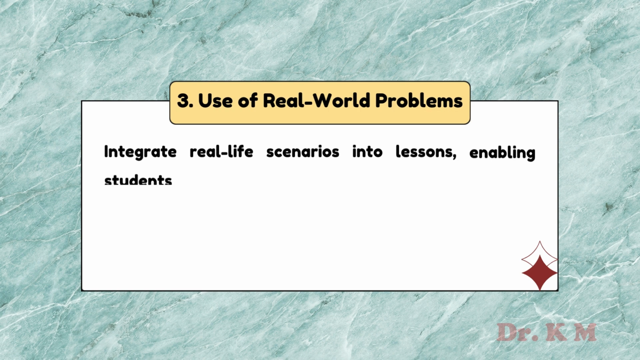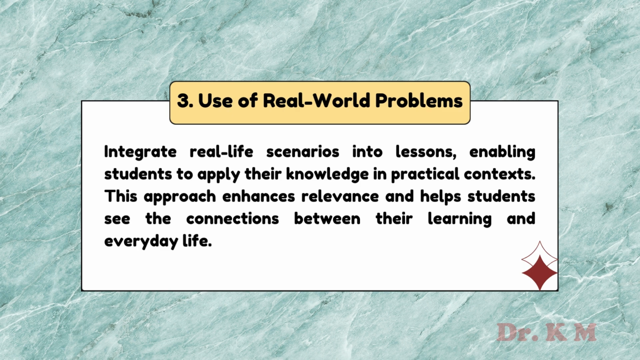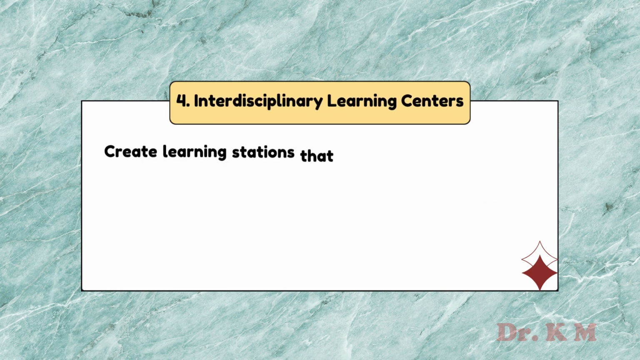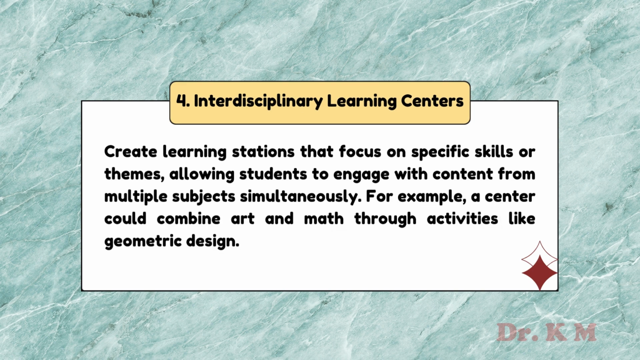3. Use of real-world problems. Integrate real-life scenarios into lessons, enabling students to apply their knowledge in practical contexts. This approach enhances relevance and helps students see the connections between their learning and everyday life. 4. Interdisciplinary learning centers. Create learning stations that focus on specific skills or themes, allowing students to engage with content from multiple subjects simultaneously. For example, a center could combine art and math through activities like geometric design.